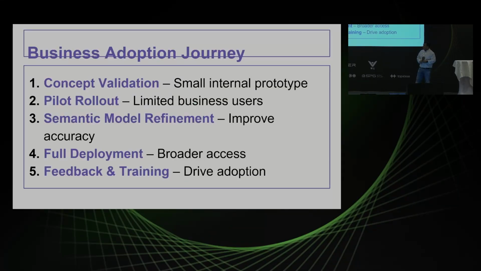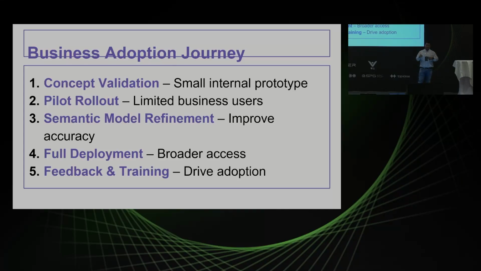The business adoption journey for this was, first, concept validation. It was a very small internal prototype to say that this is possible, it will bring meaningful results, and it will save some time and energy. Then pilot rollout to very limited business users. We targeted people ops because that's very internal data, not targeting finance. Then semantic model refinement to improve accuracy as we iterate, and full deployment for broader access.